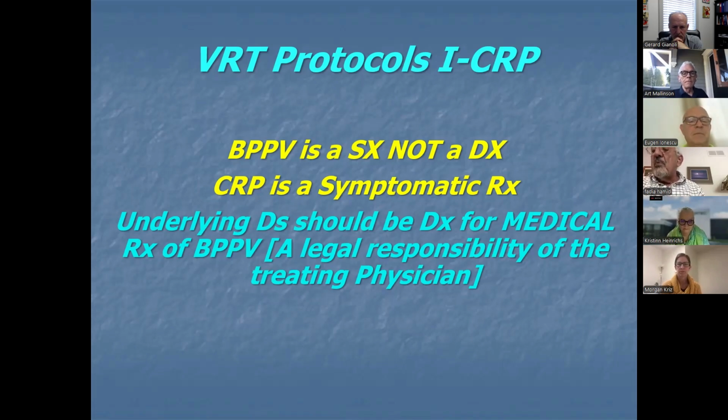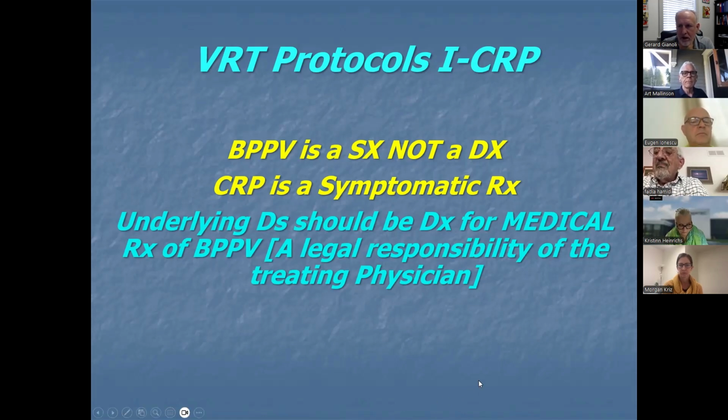People with vestibular neuronitis typically will develop benign positional vertigo. Many years patients with Meniere's would have benign positional vertigo. There is idiopathic benign positional vertigo due to calcium homeostasis and so forth. So the underlying diagnosis should be determined for the proper medical treatment of these patients. And in my opinion, it's a legal obligation and responsibility of the physicians that examine these patients in the first place.